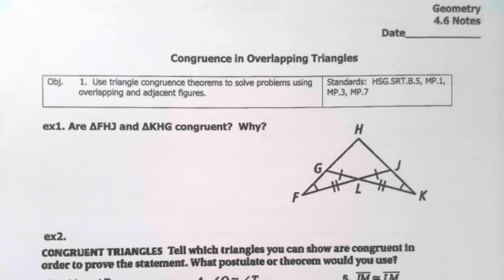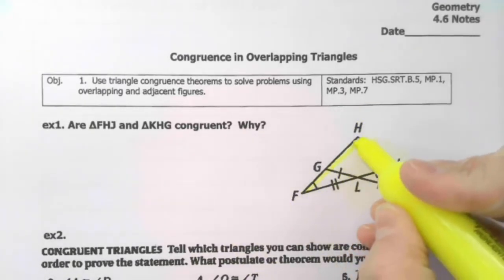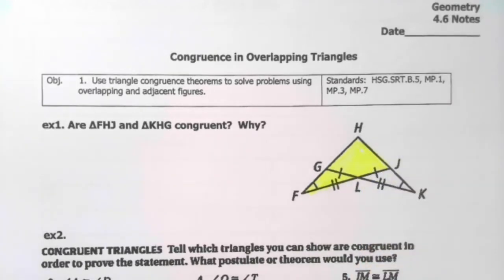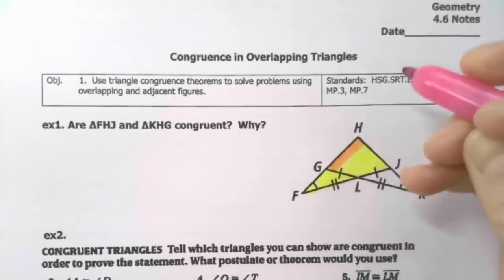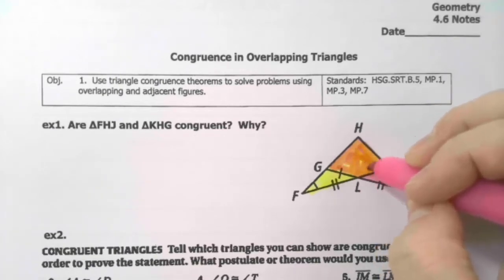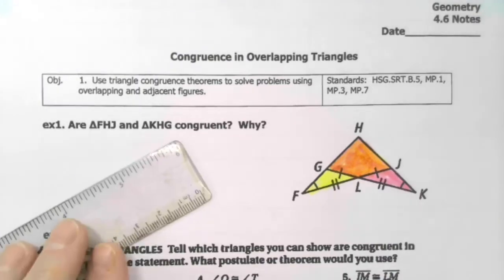Okay, example 1, are triangles FHJ and KHG congruent and why? So one thing you can do is use a highlighter. FHJ is this triangle here. And then the other triangle is KHG, which is this triangle here. So sometimes just highlighting the triangles works well enough to tell them apart. Another method that works really well is just redrawing them.